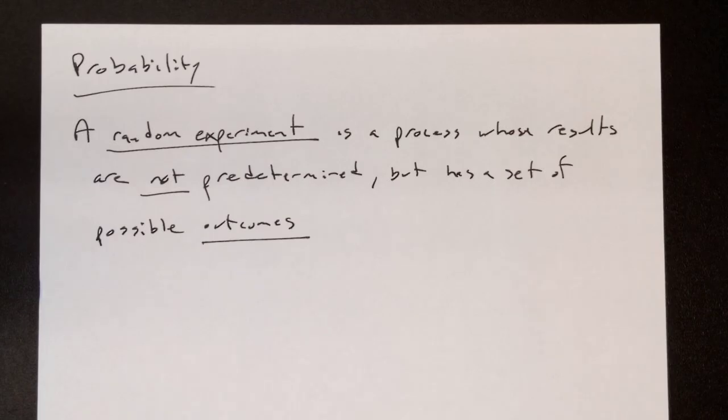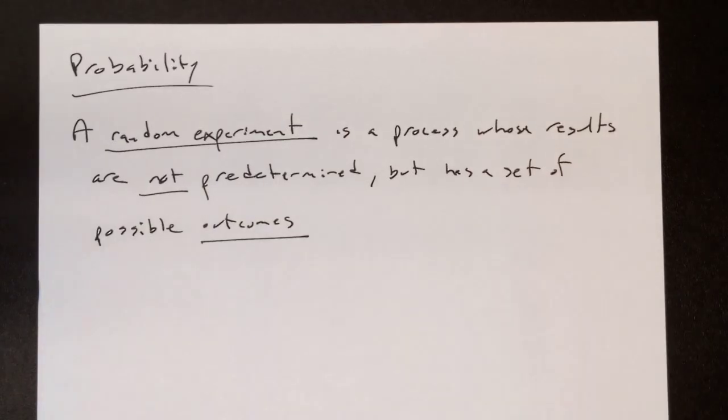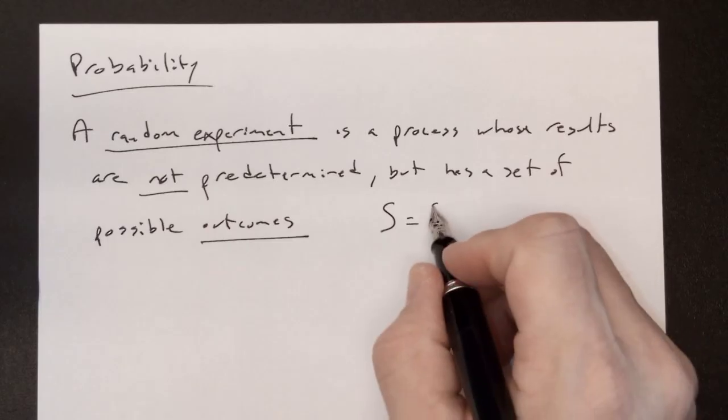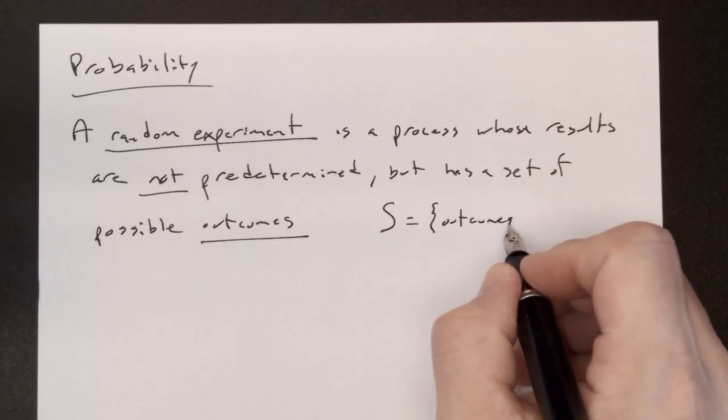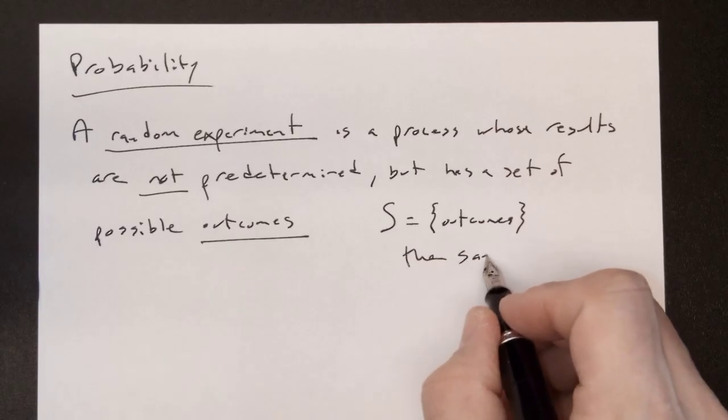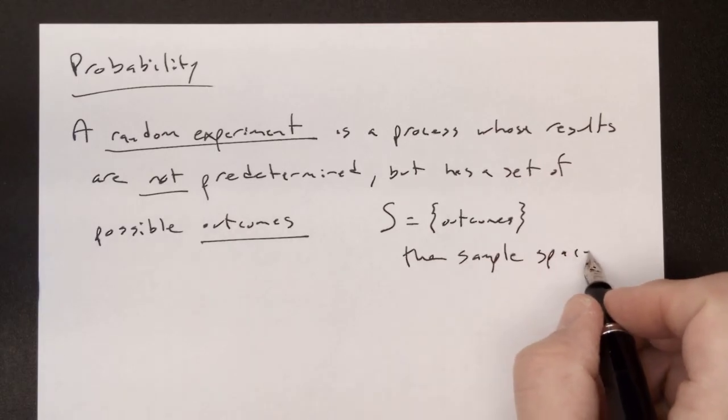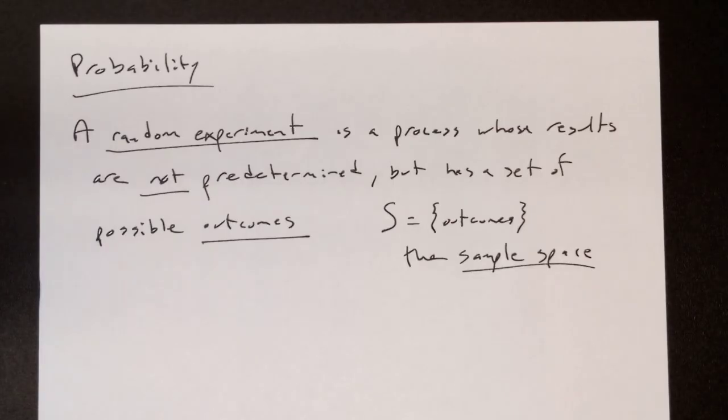A random experiment is any process I do where the outcome is not predetermined, but there are a set of possible outcomes. This set of possible outcomes is called the sample space, and is usually referred to as S. S can be a discrete numerical set or a continuous set, depending on the experiment.